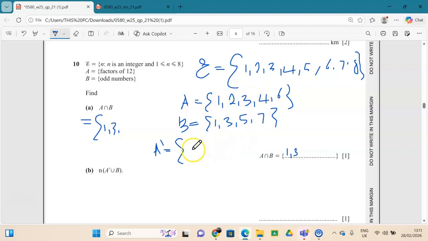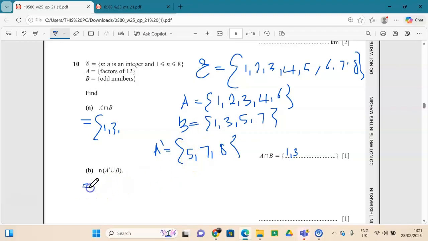But there is no 5, so I'm going to write 5. There is 6, I won't write 6. But I'm going to write 7 because there is no 7 in A. And I'm going to write 8 because there is no 8 in A. All these are A complement. Now I want to unite it with B. So it means I'm going to write everything that is in B and in A complement together.